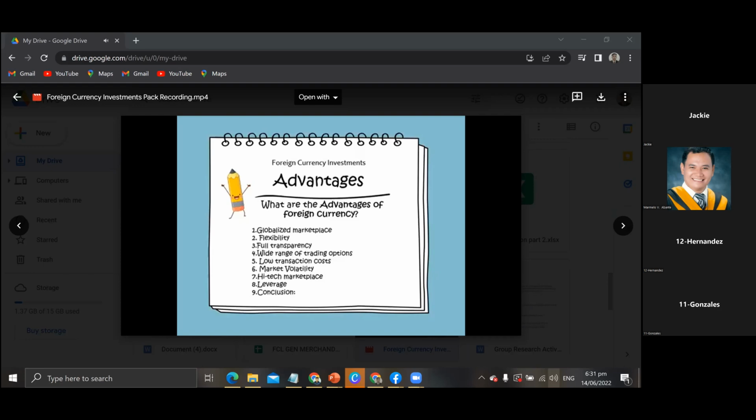Number nine is conclusion. By being truly global and operating across multiple time zones, the foreign exchange market offers great liberty to traders. There are other advantages as well, such as range of investment options, very low transaction fees, zero or negligible commission, and demo accounts for hands-on practice.